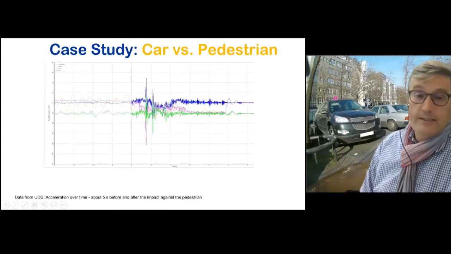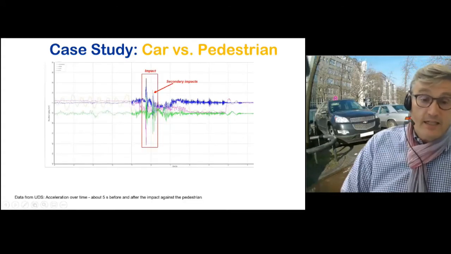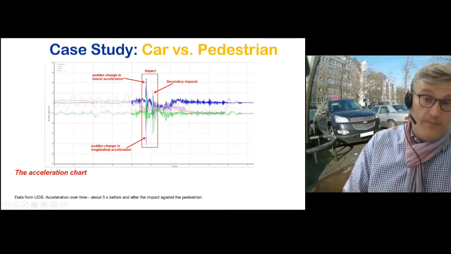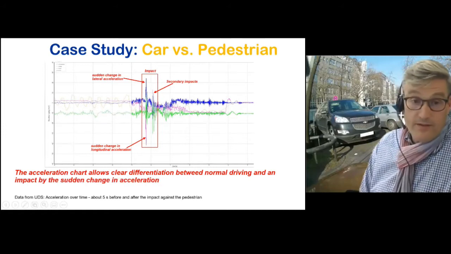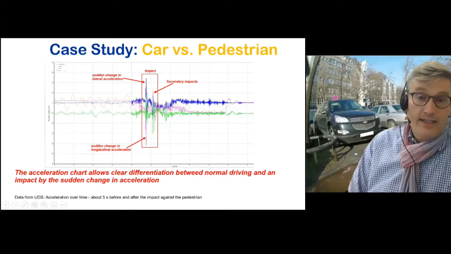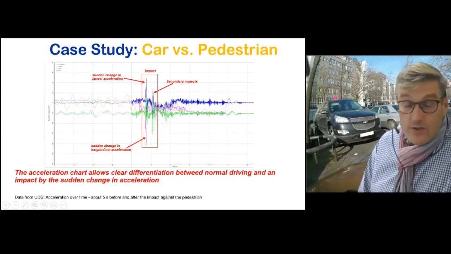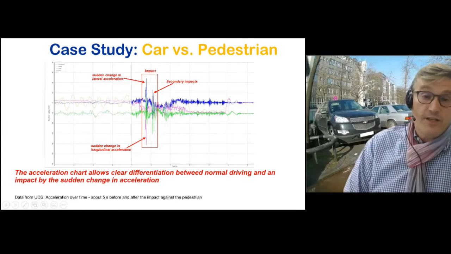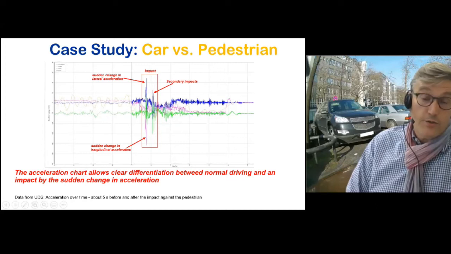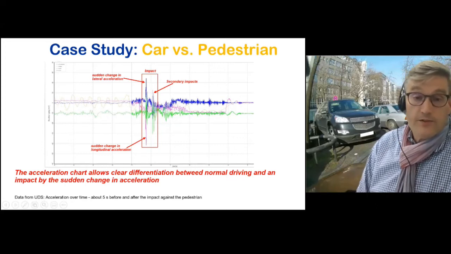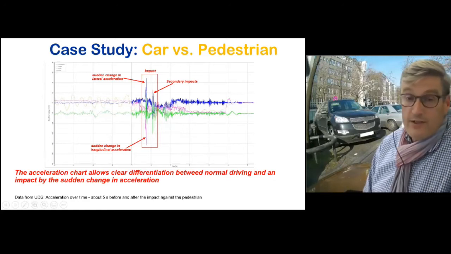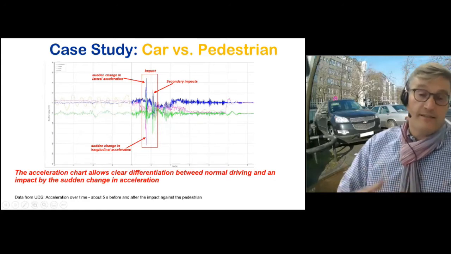Next slide, perfect. So you can see over a period from five seconds before the impact, and here you just see the acceleration data. It's, of course, easy to see that there is a sudden change in lateral, normal and longitudinal acceleration. And you can also see, which is quite typical for accidents with pedestrians, that you have a first impact and a second impact when the thorax hits the A-pillar, for instance.